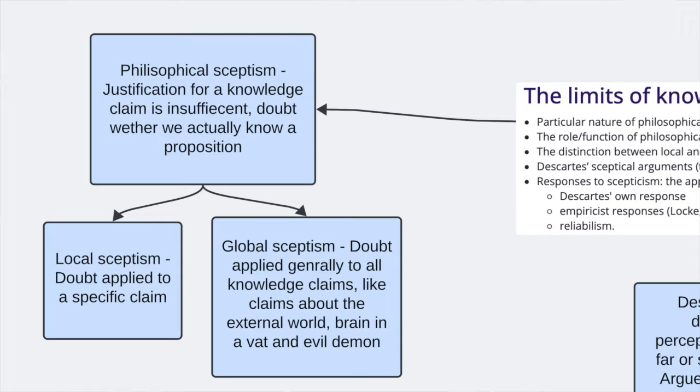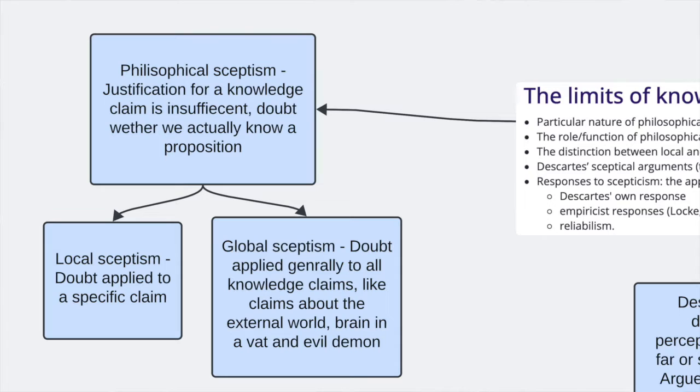And the reason for this is the skeptic believes that the justification for a specific knowledge claim is insufficient. And so they're going to doubt the knowledge claim. They don't think it's knowledge. We have two types of skepticism: local skepticism and global skepticism.